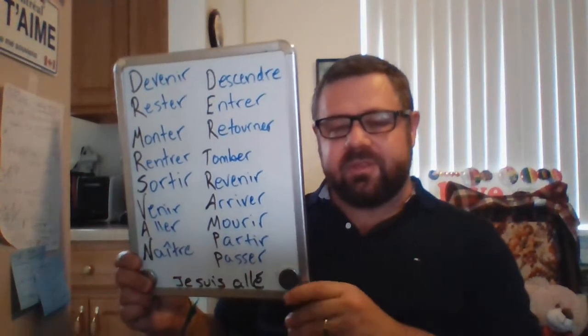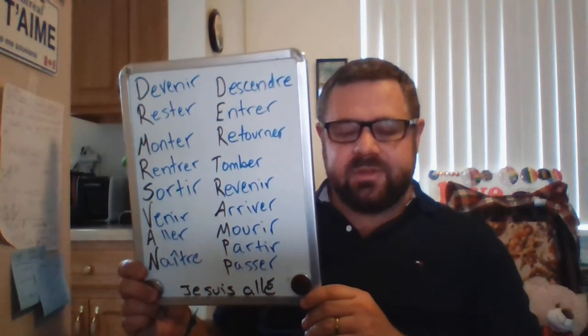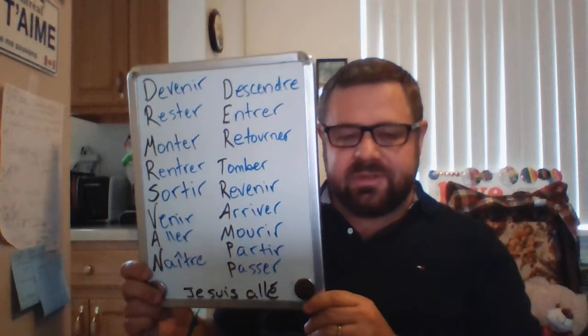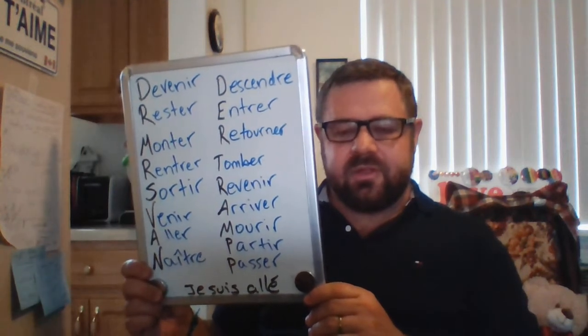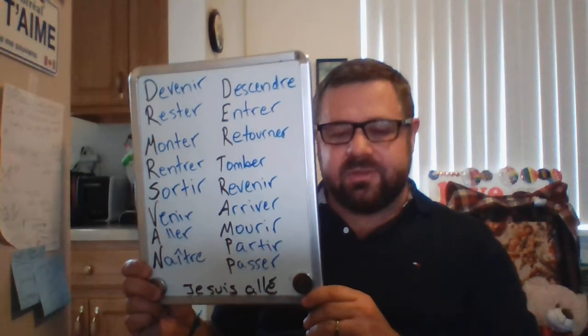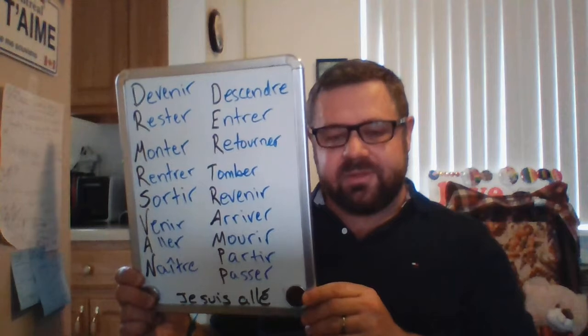People use rentrer especially with returning to where you live. Okay. Sortir, je ne suis pas sorti hier. All right. If you want to say I didn't go out yesterday, je suis sorti or je ne suis pas sorti. Remember, to negate it, you're going to negate the helping verb. Je ne suis pas sorti.